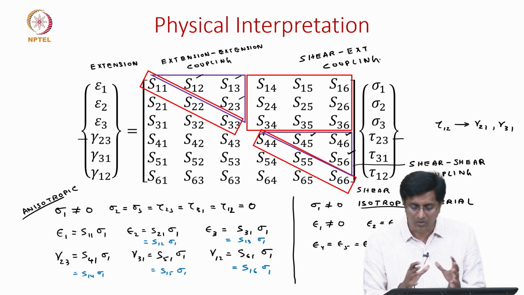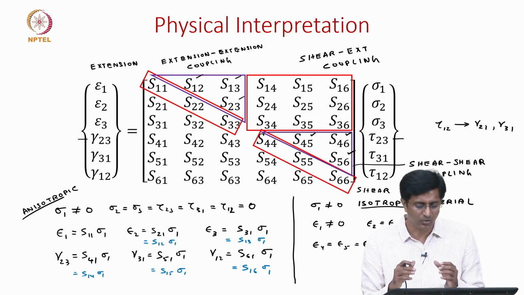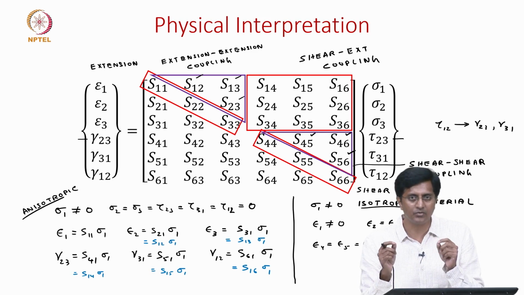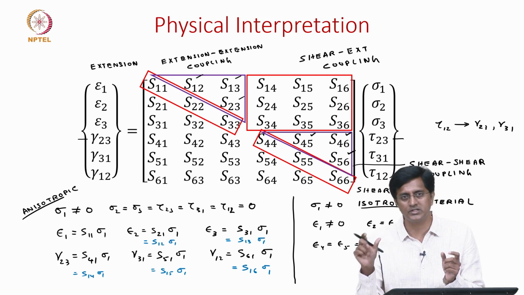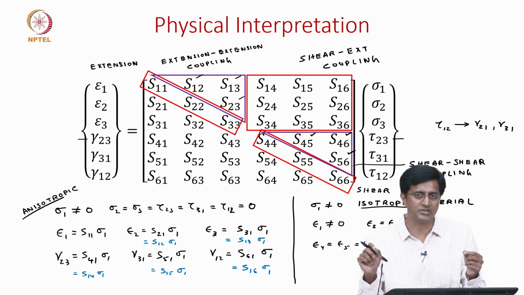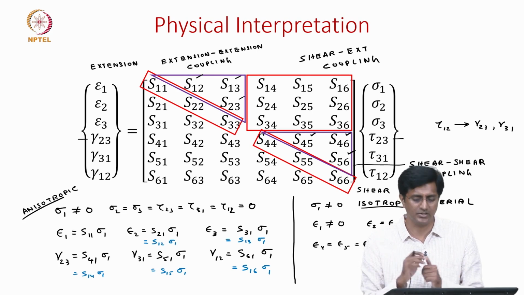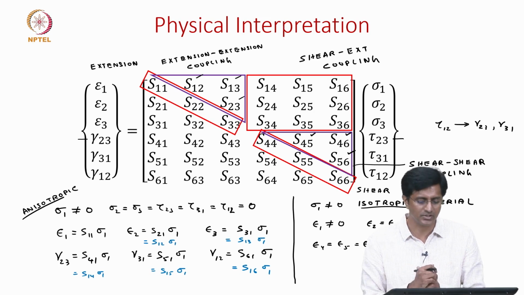So, now after this discussion, one should appreciate that each of these terms in this compliance matrix has a significance. The upper triangle signifies the extension coupling and the lower triangle the shear coupling. The diagonal terms take care of the same direction. If there is a normal stress in one particular direction, we are looking at the normal strain in the same direction. Similarly, in a particular plane, if there is a shear stress, we are looking at the corresponding shear strain in the same plane. This is what the diagonal terms signify.